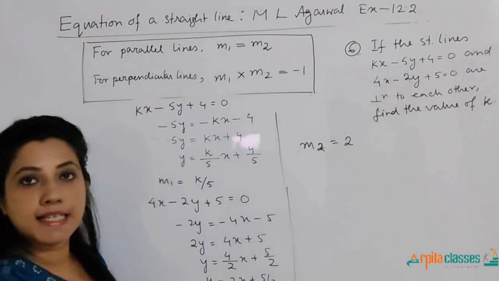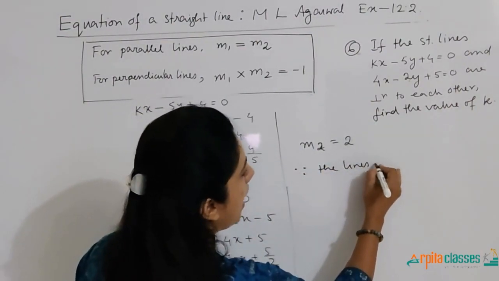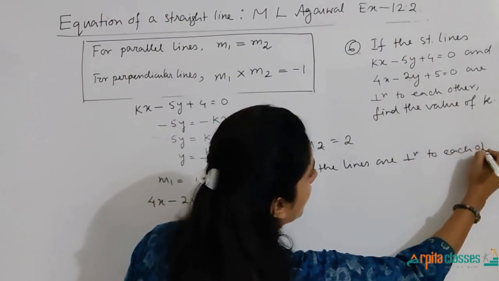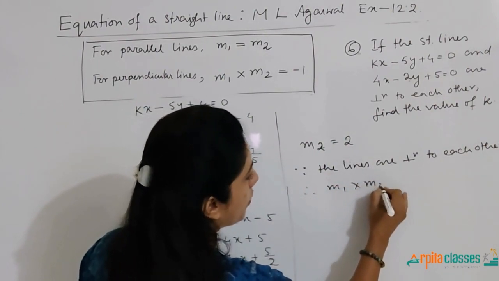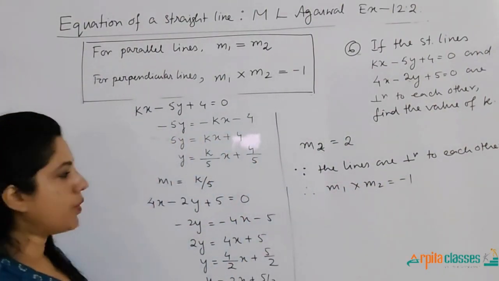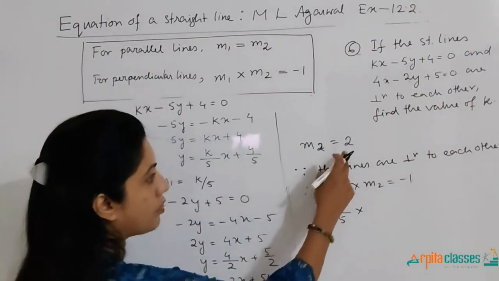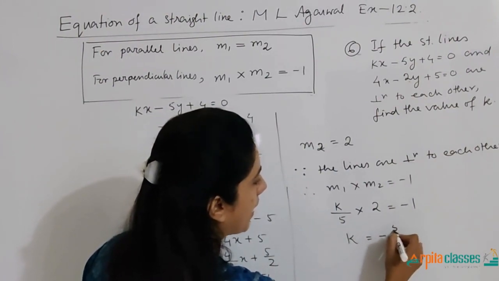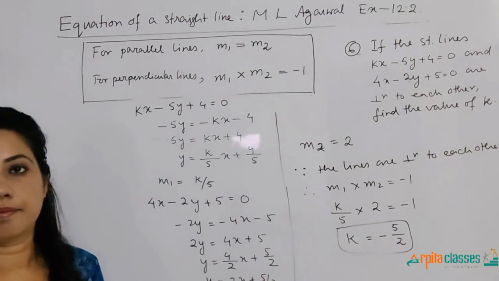Now since the lines are perpendicular to each other, therefore we will write down the criteria first. m1 into m2 is minus 1. Now what's your m1? k upon 5. So k upon 5 into m2, m2 is your 2, is equal to minus 1. So k will be equal to minus 5 upon 2. So this is the value of k.